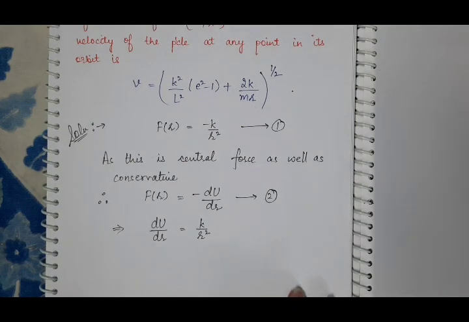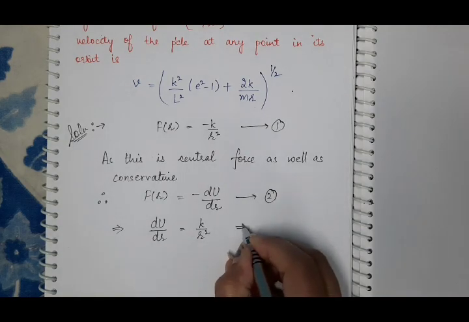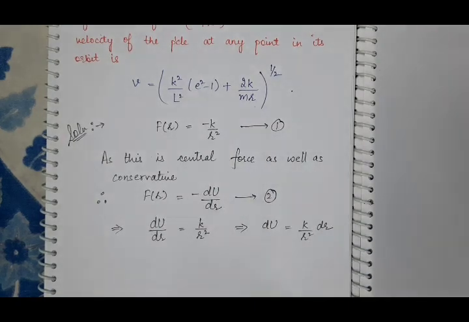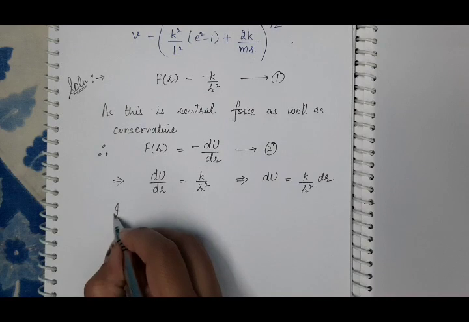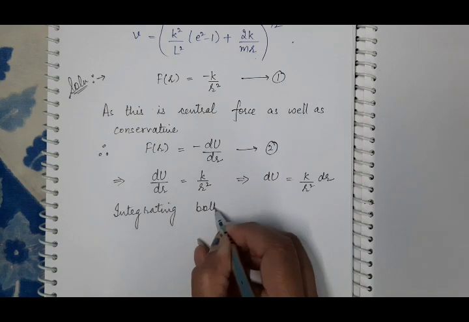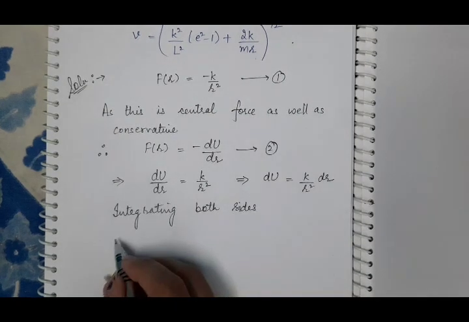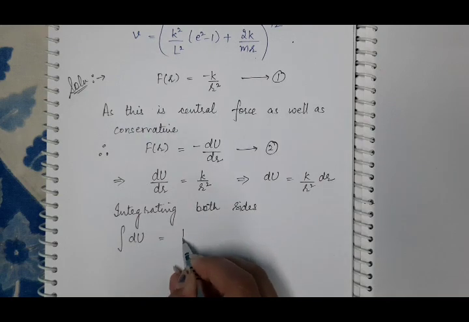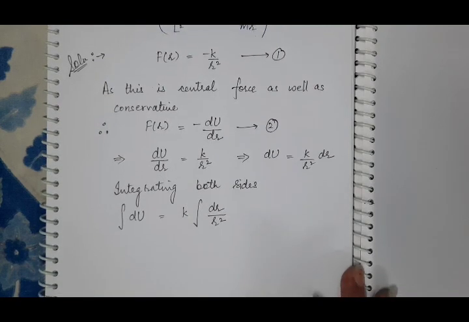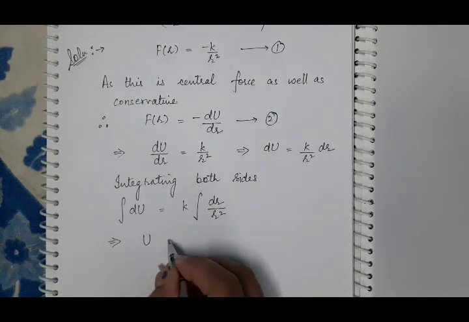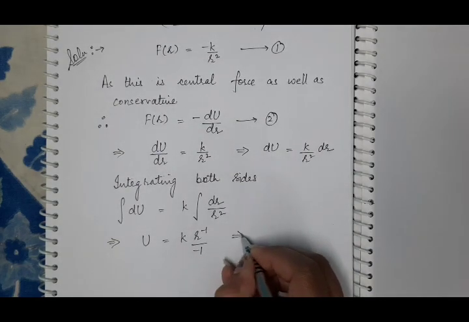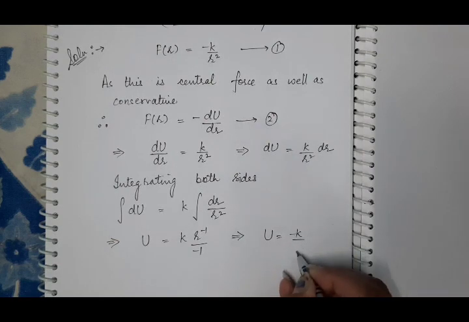And you have to calculate u. How will you calculate u? Move this dr to this side and now perform the integration on both sides. So integration of du is equal to k, which is constant, times integration of dr by r square. So integration of du will be u, and it is equal to k r raised to power minus 1 upon minus 1. So the value of u is minus k by r.